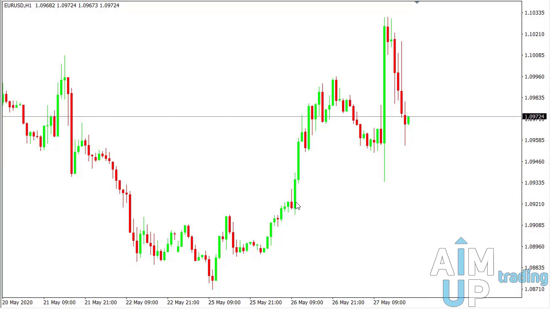But what do we consider as the three white soldiers? You see this big bullish candle. So the previous candle should be a different color. As we see, this one is red, and then the next one should be green for the three white soldiers, and it should be engulfing. And what I mean by engulfing is the body of the green candle should be bigger than the one from the previous one. And then the second bullish candle has to close above the previous one.